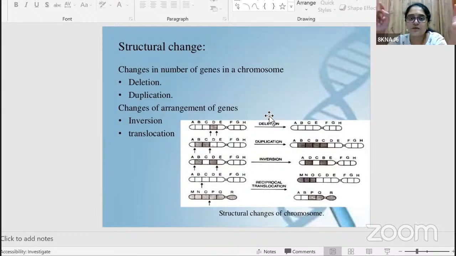So you're going to write it as 46 XX 5P minus. So in the P arm you have a chromosome segment or a piece missing. So you're going to write it as 46XX 5P minus. And if at all there is a translocation, we will look into it after some time in the same class.